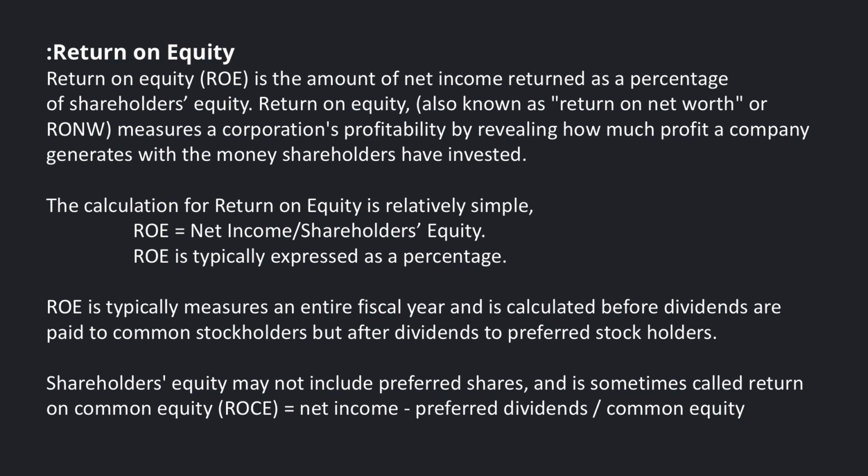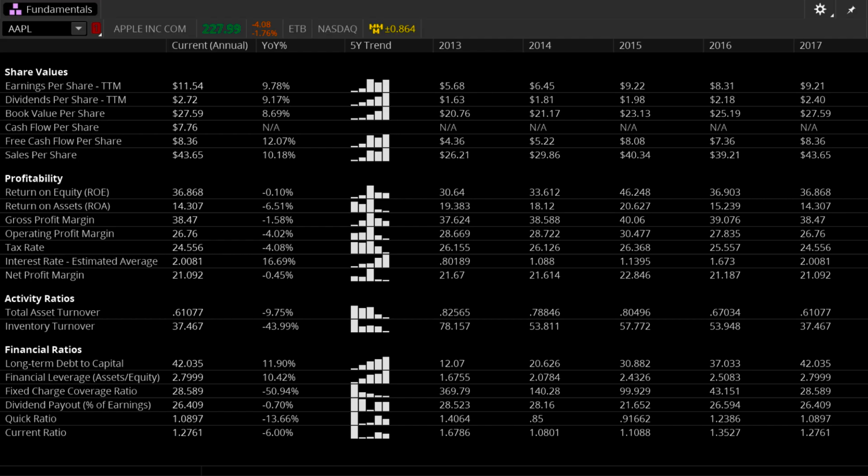ROE typically measures an entire fiscal year and is calculated before dividends are paid to common stockholders, but after dividends are paid to preferred stockholders. Shareholders' equity may not include preferred shares and is sometimes called return on common equity, or ROCE, which is net income minus preferred dividends divided by common equity. Boy, that was a mouthful.